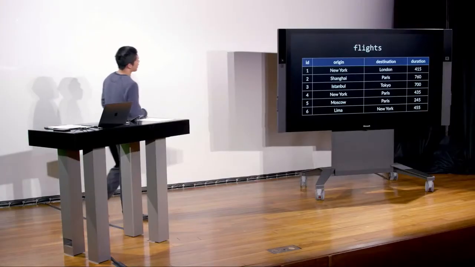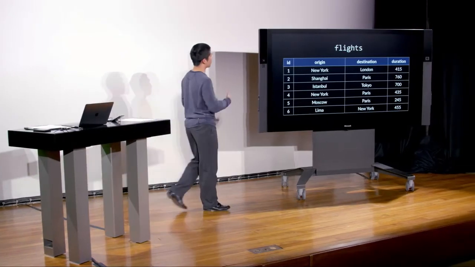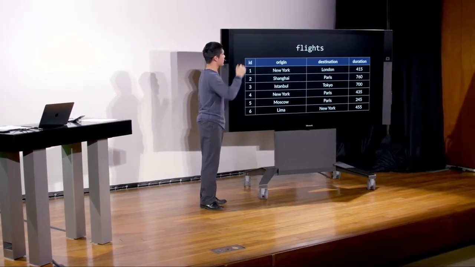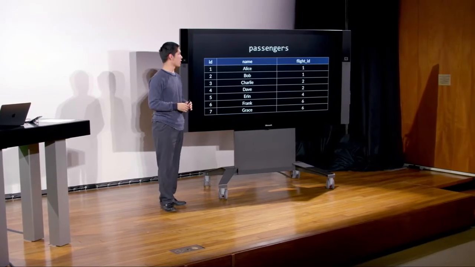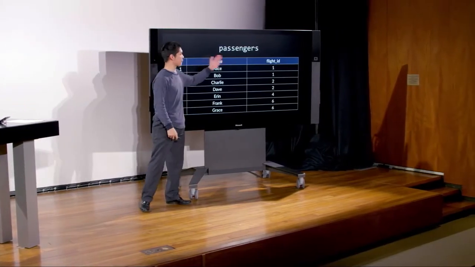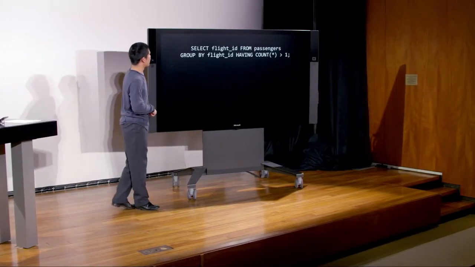One final thing we'll take a look at before we take a brief break are nested queries, when we try to combine multiple queries together into one beyond just what we've seen before. So we saw before we had a flights table with each column ID, origin, destination, and duration. We had a passengers column where each passenger has a name and a flight that they're associated with.